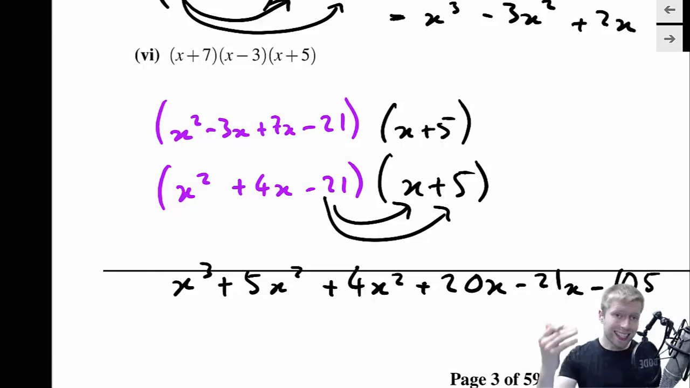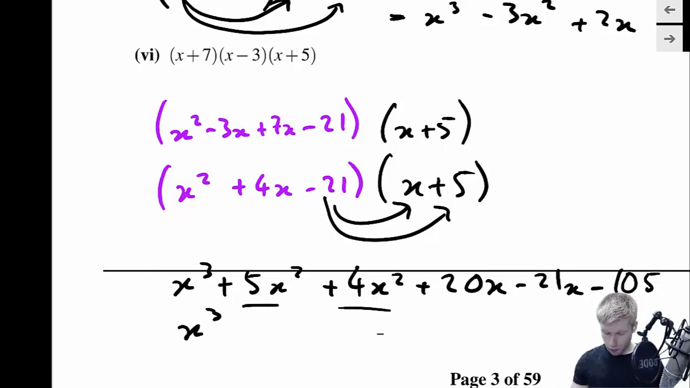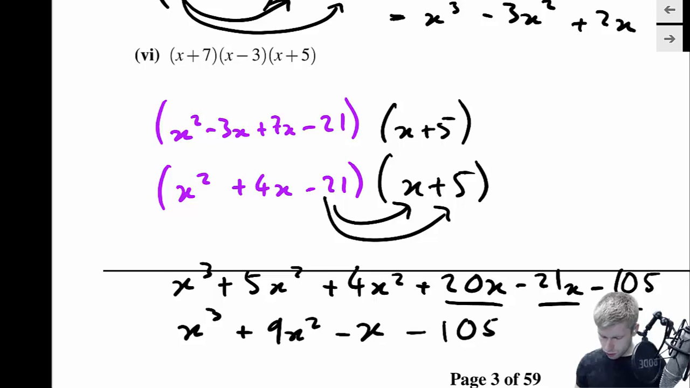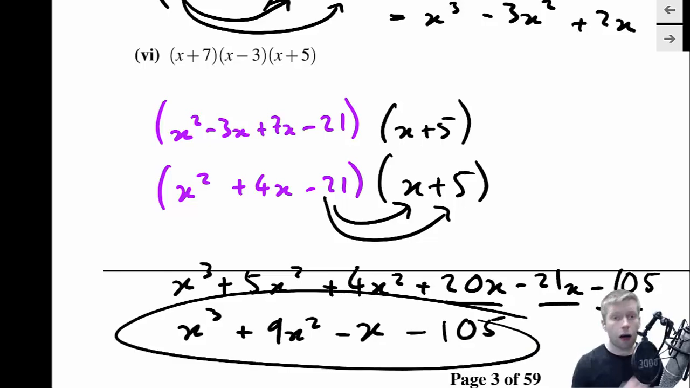And then we just collect together all these like terms. So we've only got one term with an x cubed in. How many x squared terms have we got? We've got one there and one there, so therefore we end up with 9x squared in total, plus 5x squared plus another 4x squared makes 9x squared in total. And then we consider, okay, let's have a look at the x terms. So we have positive 20x there, then we take 21x's away, so we're left with negative x. And then finally we're just hanging around with a minus 105 at the end. There is our final answer.